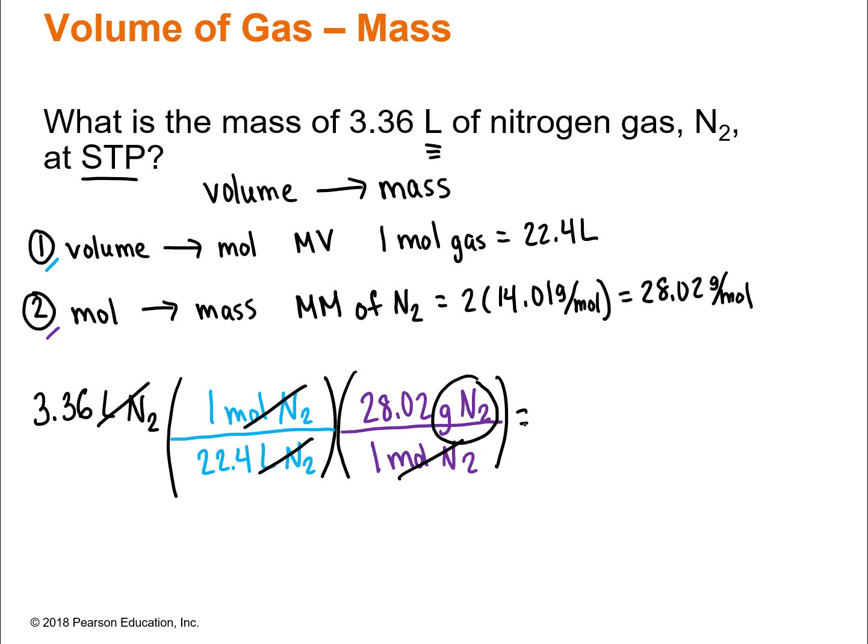Take a minute and put that in your calculator and let me know what you get. With sig figs, it should be 4.20 grams of nitrogen gas. So does that leap make sense? To go from volume to mass, we went from volume to moles first, using the molar volume. Then we used the molar mass of nitrogen gas to go from moles to the number of grams.